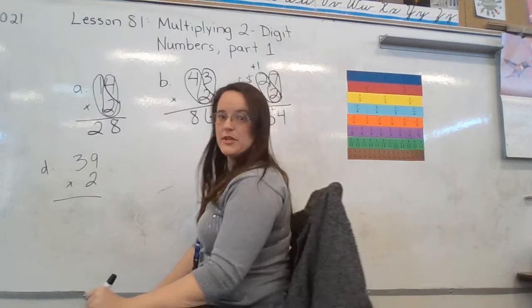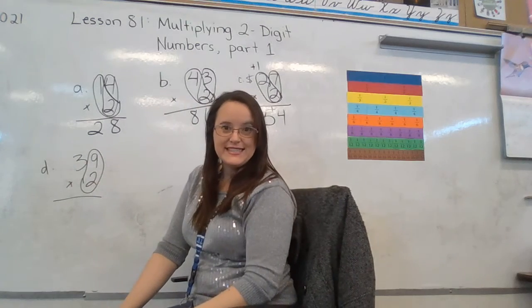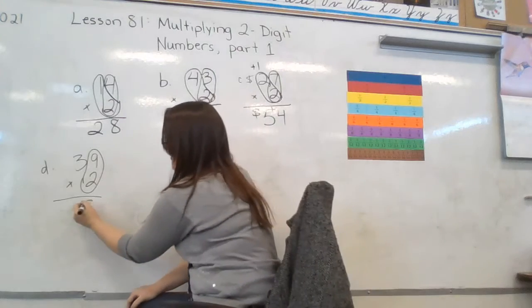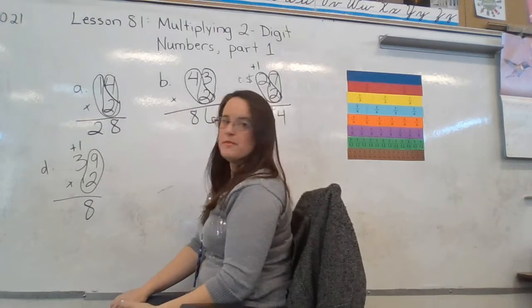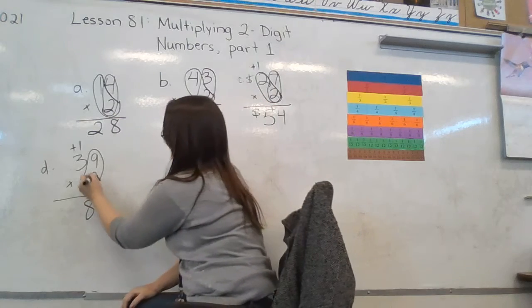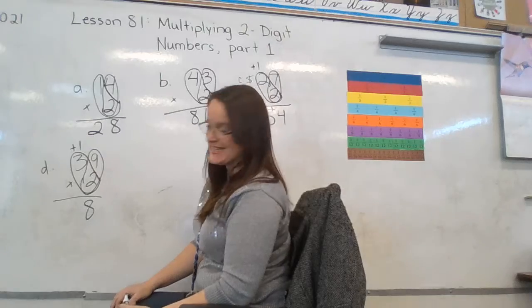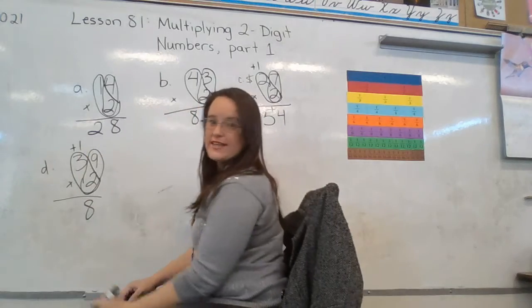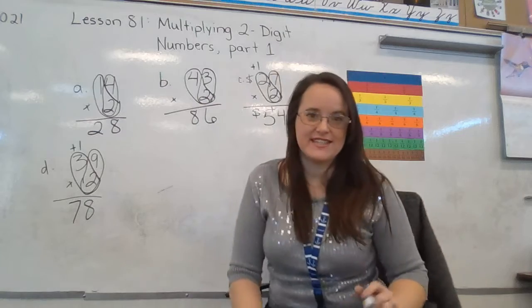And D here, multiply ones. 9 times 2 is 18. Don't forget to carry that +1 up there. Multiply your tens. 2 times 3 is 6, +1, 7, for an answer of 78.